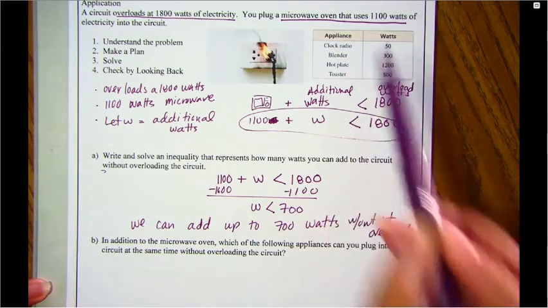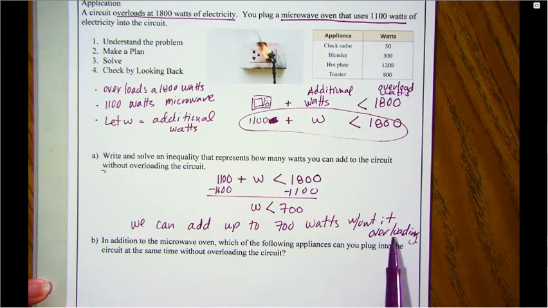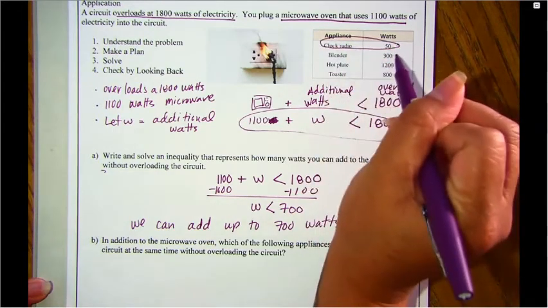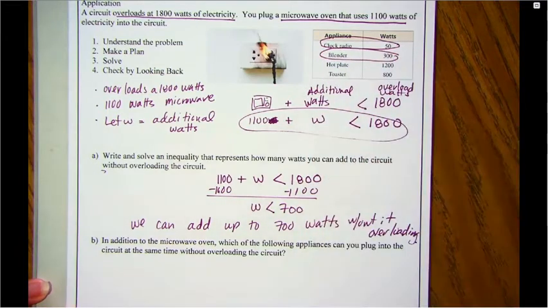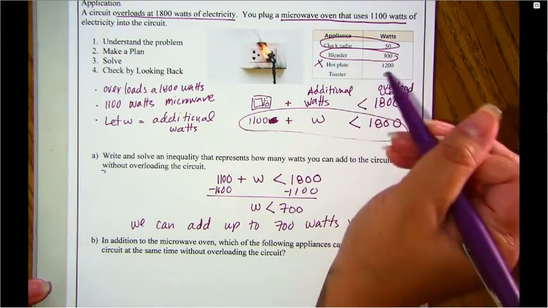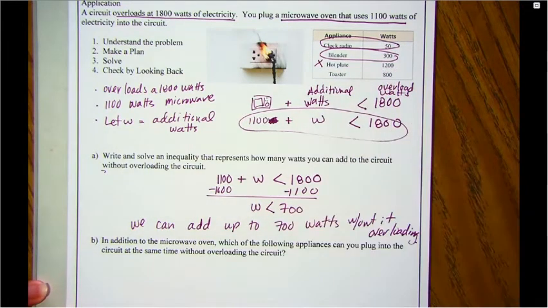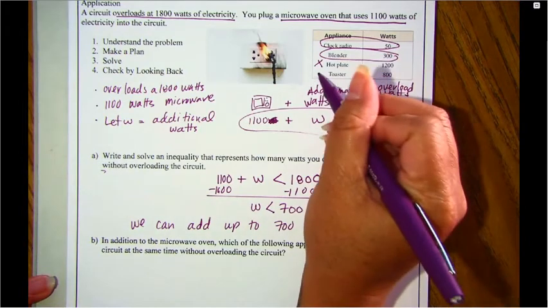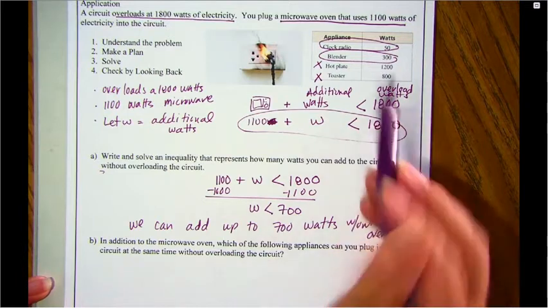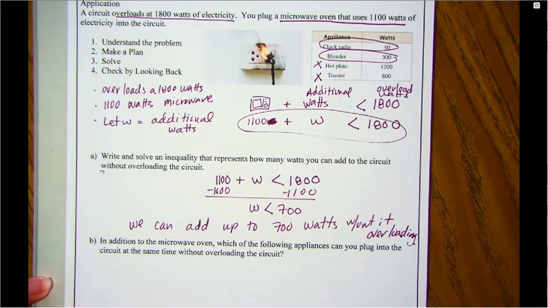So let's take a look. We know that we have up to 700 watts. That means we can do a clock radio, and a blender is 300, which is less than 700. Hot plate, no, because that would definitely overload, since that's an additional 1200, which is over the amount allowed for that circuit. And the toaster oven will also overload. That's exactly like how mine is at home. I can't put the toaster oven and the microwave together. I had to run them one at a time.